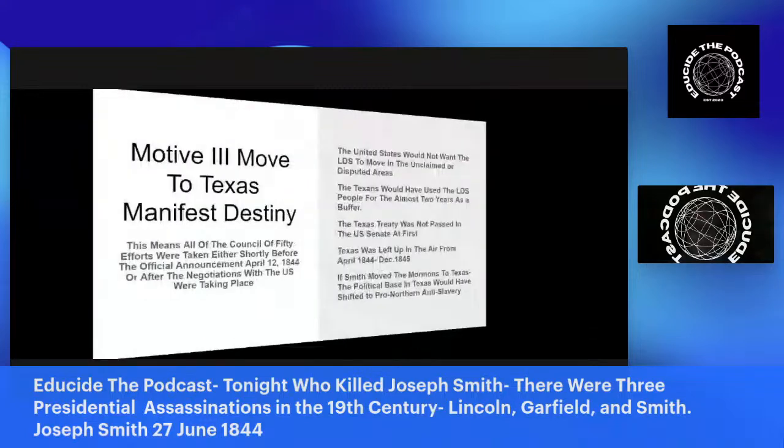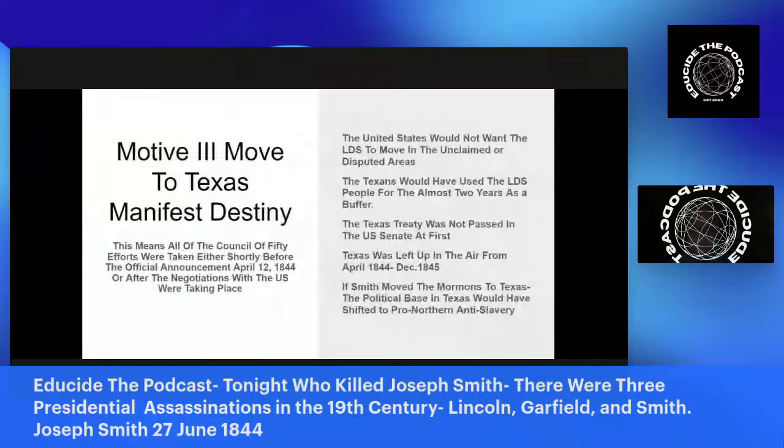Motive number 3, move to Texas, manifest destiny. This means all the Council of 50's efforts were taken either shortly before the official announcement, April 12, 1844, or after the negotiations with the United States were taking place. The United States would not want the LDS to move to the unclaimed or disputed areas because they would get the credit for defeating the Mexican army.